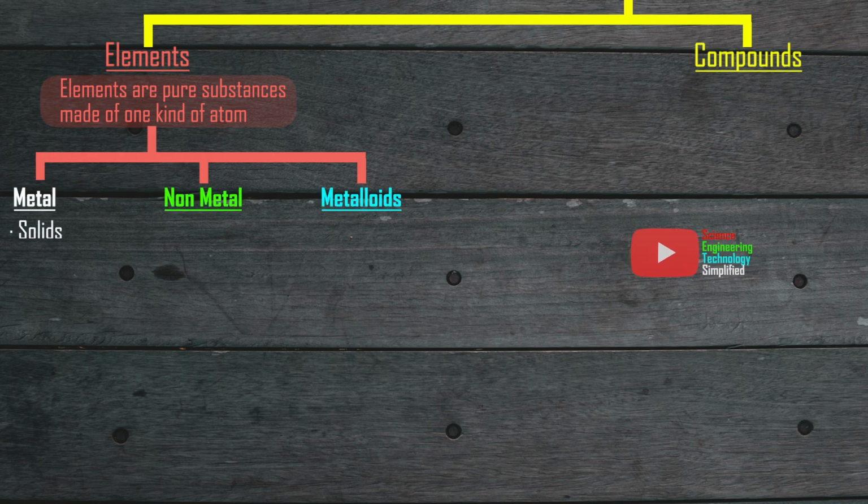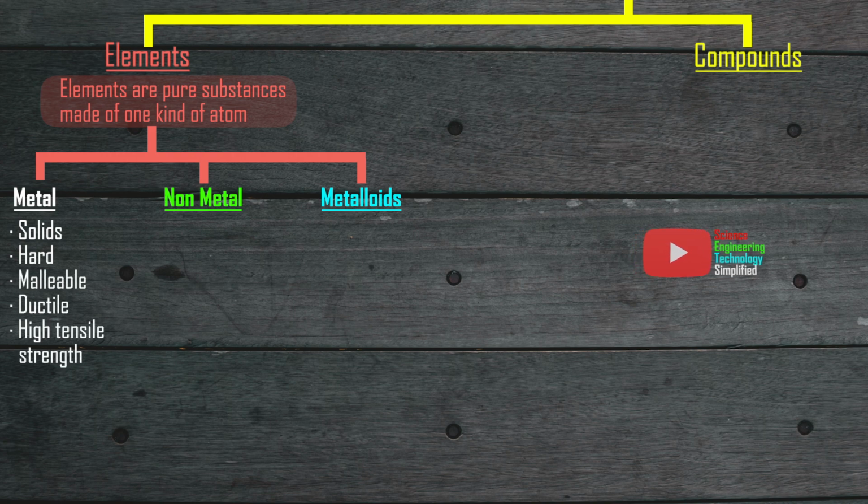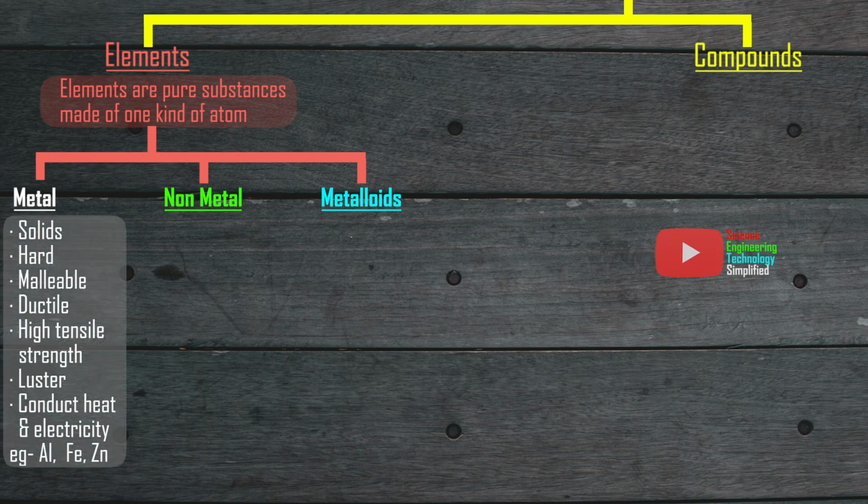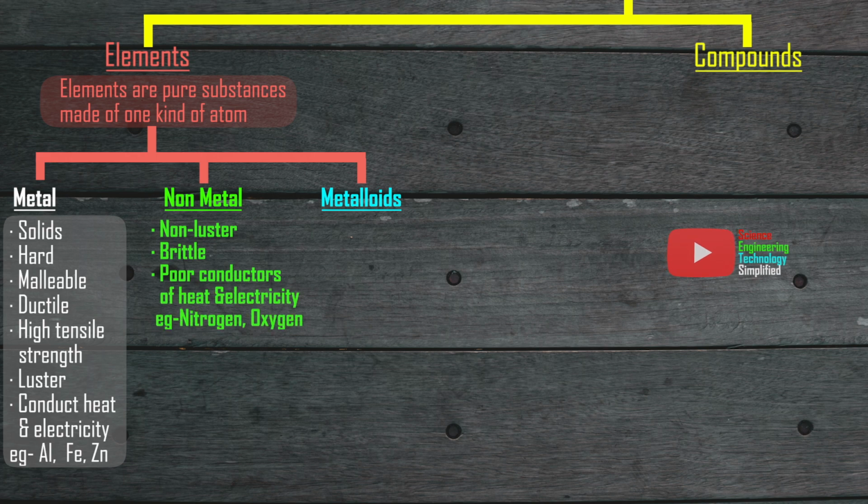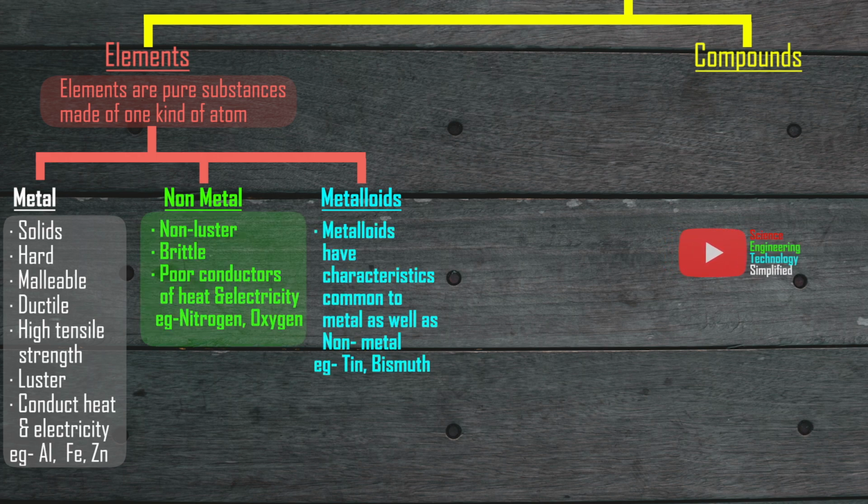Metals are generally solids, hard, malleable, and ductile. They have high tensile strength and luster, and can conduct heat and electricity. Nonmetals are generally non-lustrous, brittle, and poor conductors of heat and electricity. Metalloids have characteristics common to the metal, as well as nonmetals. Now, we will see compounds.